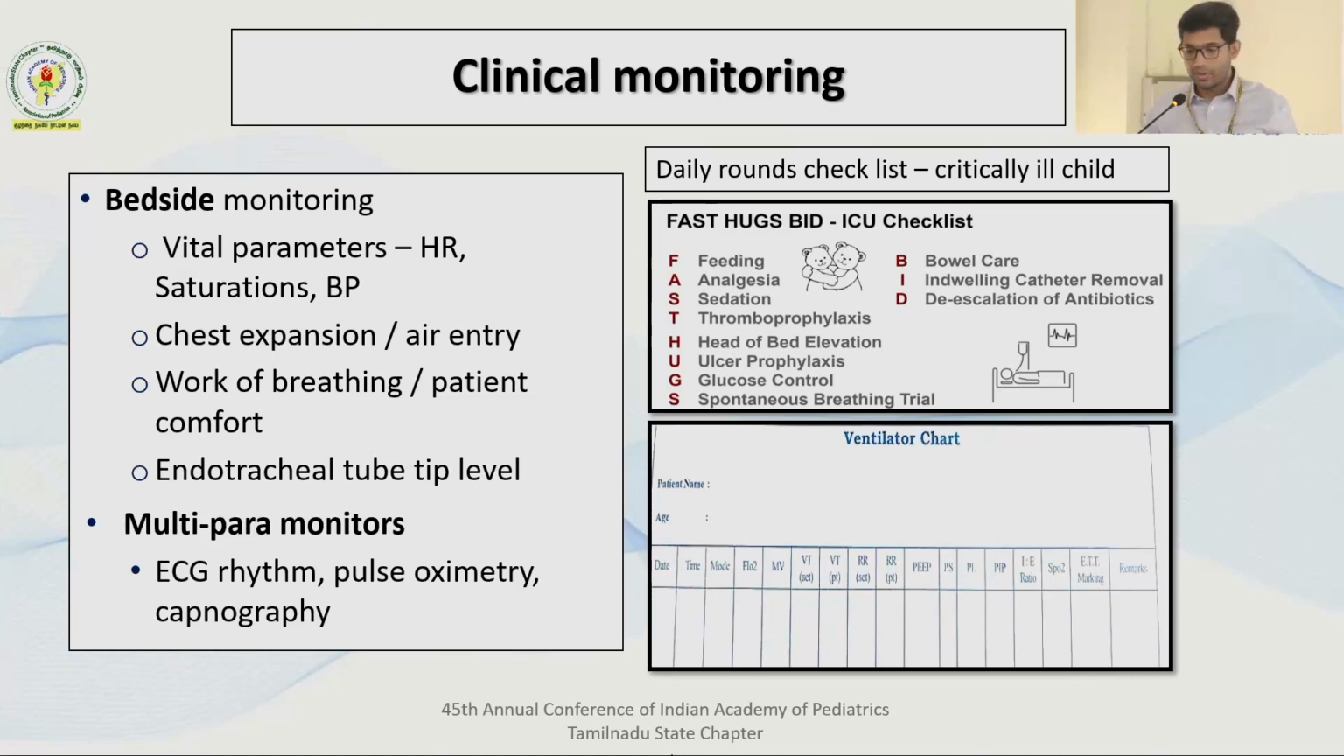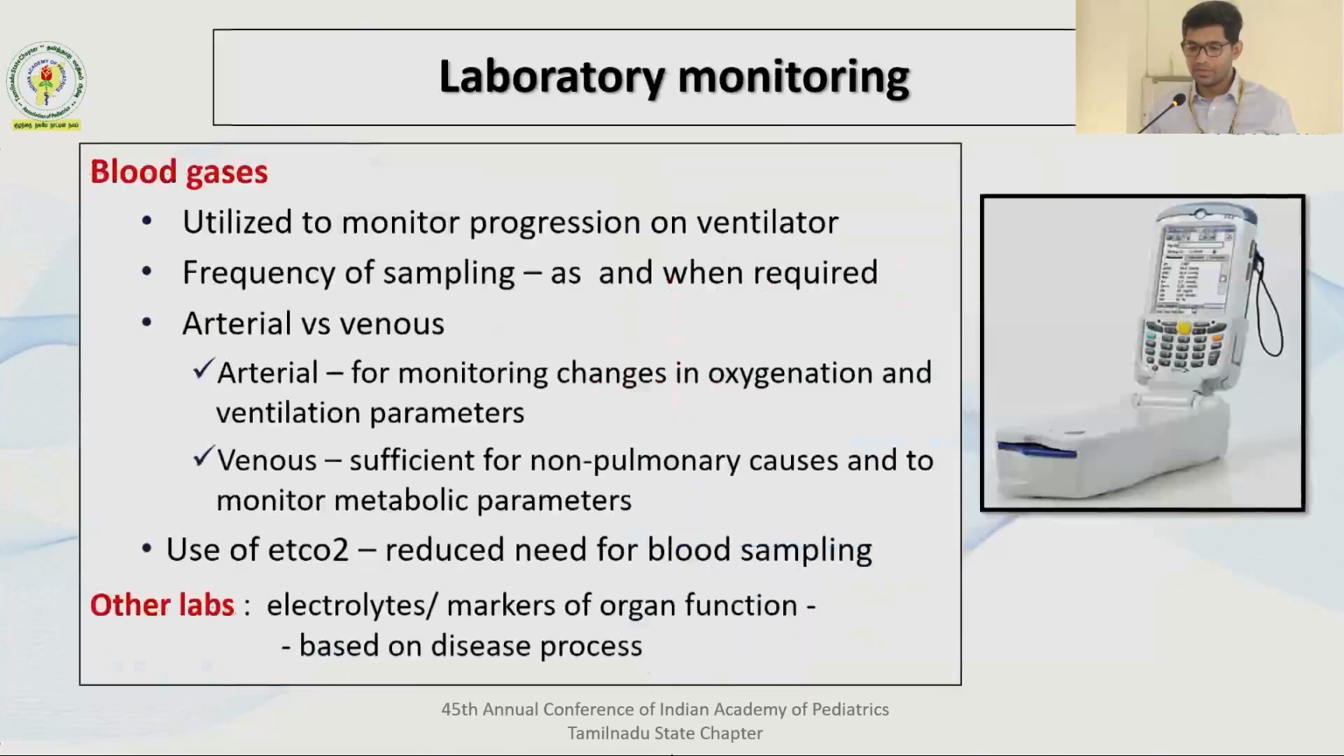When dealing with the ventilated or a critically ill child, it is useful to have a checklist. The commonly employed checklist is FAST HUGS BID: feeding, analgesia, sedation, thromboprophylaxis, head end of bed elevation, ulcer prophylaxis, glucose control, spontaneous breathing trial, bowel care, catheter removal and de-escalation of antibiotics. This is a list which is borrowed from adult ICUs and has been put to use in pediatric ICUs. In addition to this, ventilator specific charts are available and are made to be filled up by the clinician or the nurses at the bedside to monitor hourly changes. These are the basics which can be done without use of any advanced equipment.